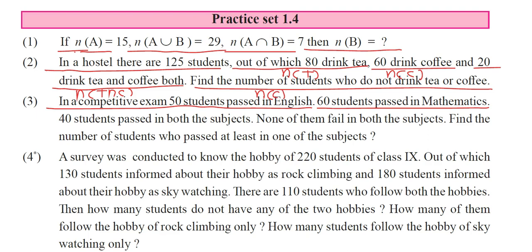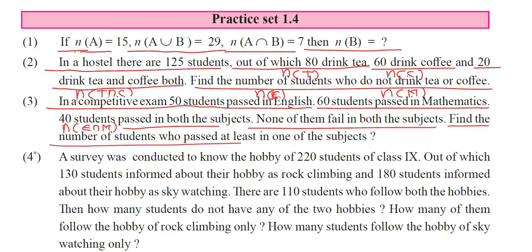In a competitive exam, 50 students passed in English, 60 students passed in mathematics, 40 students passed in English and mathematics. That is N of E intersection M, those in both subjects. None of the students failed in both the subjects. Find the number of the students who passed in at least one of the subjects. That is, we want to find N of E union M.